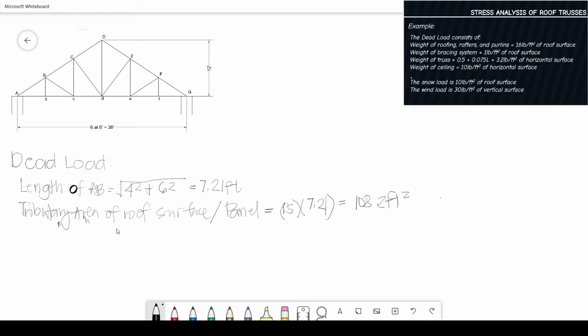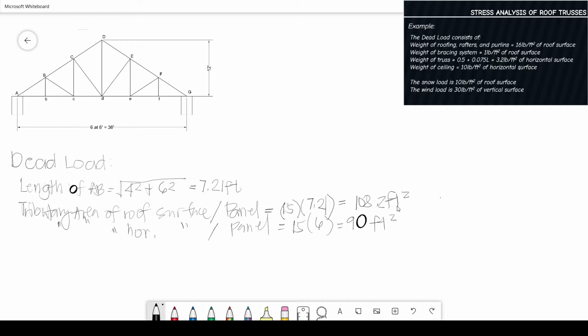How about our tributary area of horizontal surface per panel? Since it is per panel, and the word is horizontal surface, what we need is just this horizontal. So, that is bay again, times the horizontal distance, which is 90 square feet.